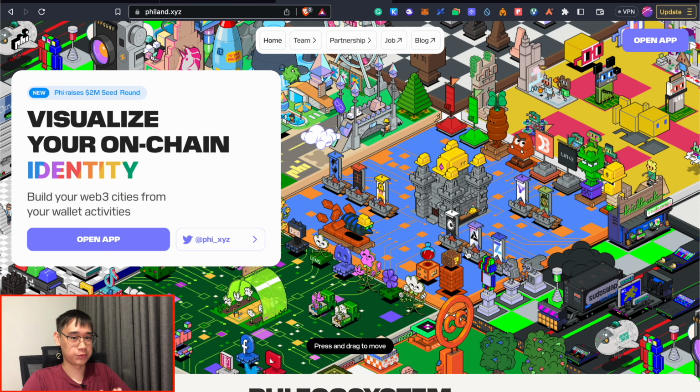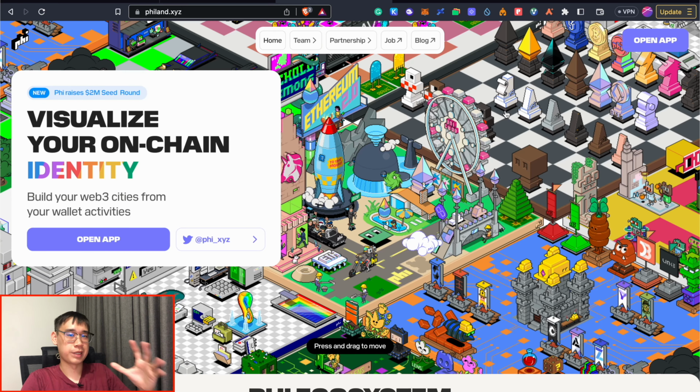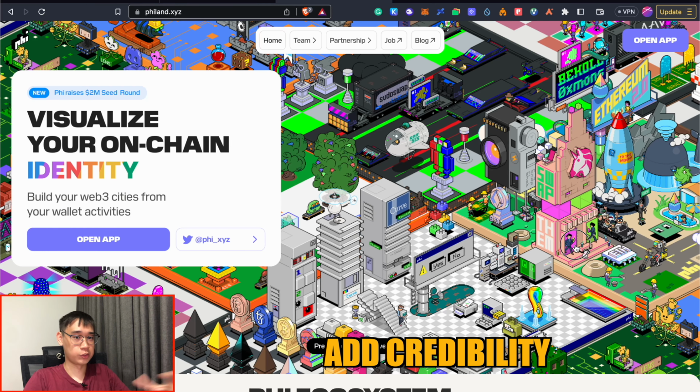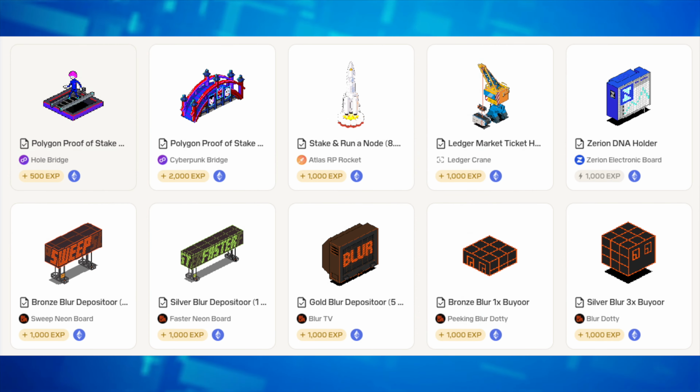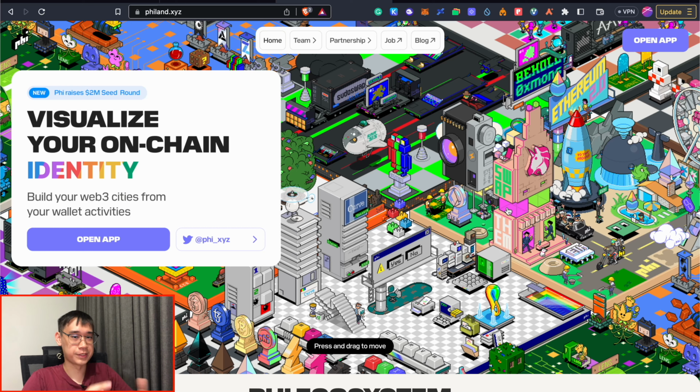Phi Land allows you to visualize your on-chain identity, where you'll be able to display all of these different items based on certain transactions that you've completed on the blockchain. This helps to add credibility to your wallet, as it shows that you are completing other transactions apart from those that are mainly focused on airdrops. So it reduces the chance of your wallet being labeled as a Sybil address.